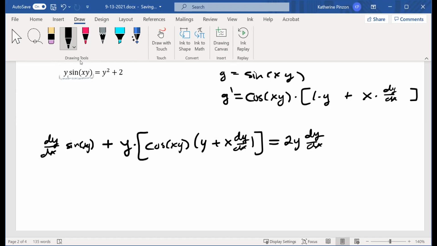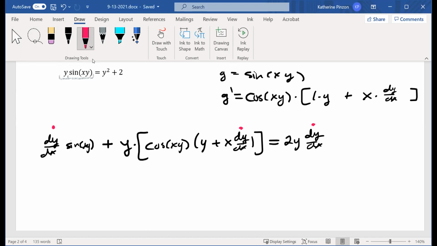plus 0. Derivative of 2 is 0. Okay, look how many dy dx's there are. There's one here, there's one here, and there's one here, right? In order to get to this one inside these brackets and parentheses, I need to do some major distributing.